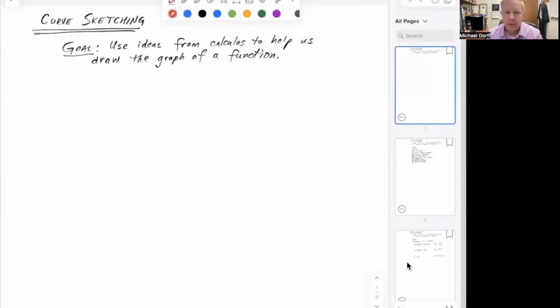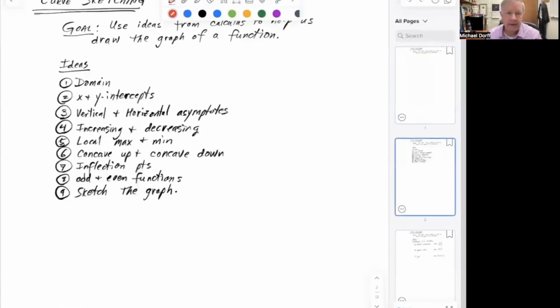We're going to continue our discussion about calculus. Today, we're going to talk about curve sketching. So we're going to use the ideas from calculus that we've developed in order to help us draw the graph of a function. To do this, there are some main ideas that we're going to use. Let's go over those main ideas.